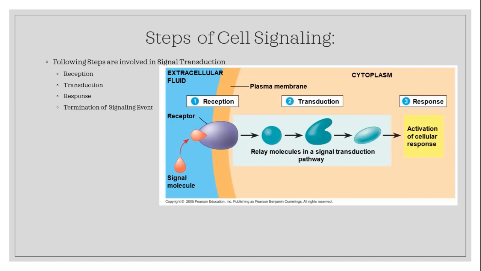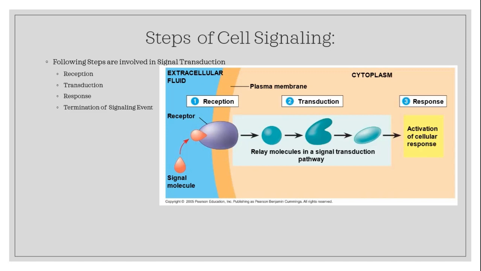So the third part will be response, and the final step, which I have mentioned here, is the termination of the signaling event. That is, the signaling event is ultimately stopped. You can imagine if this signaling is for cell division, and if the signaling event continues, it will lead to uncontrolled cell division and ultimately will lead to cancerous growth. So this signal has to be stopped when the desired effect is obtained. So many times termination of the signaling event takes place.